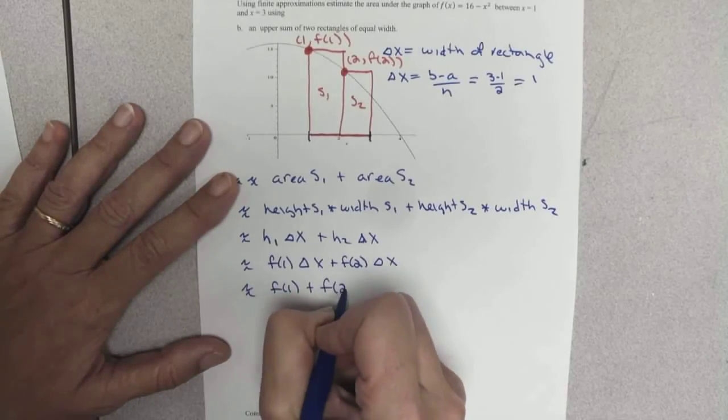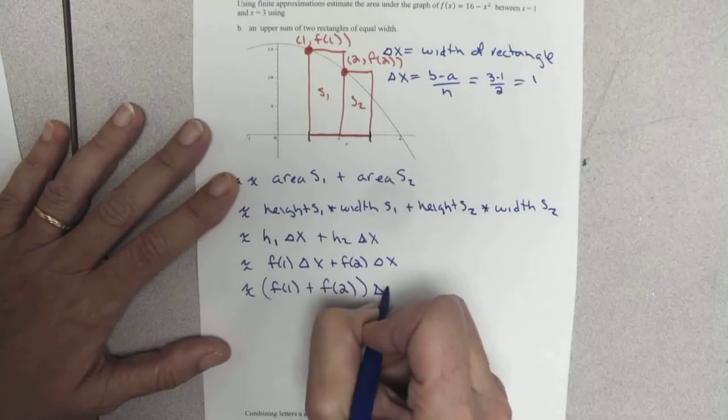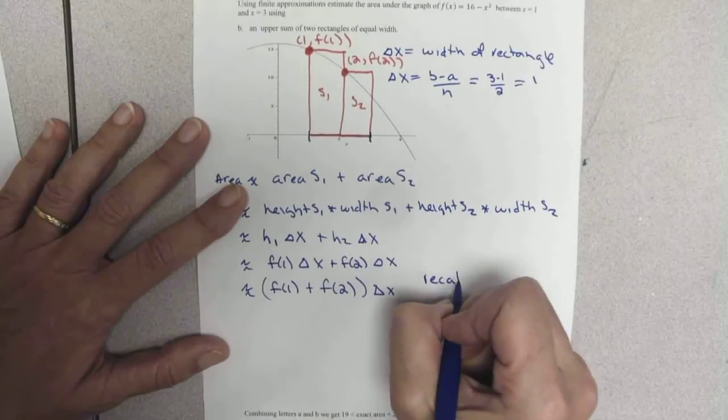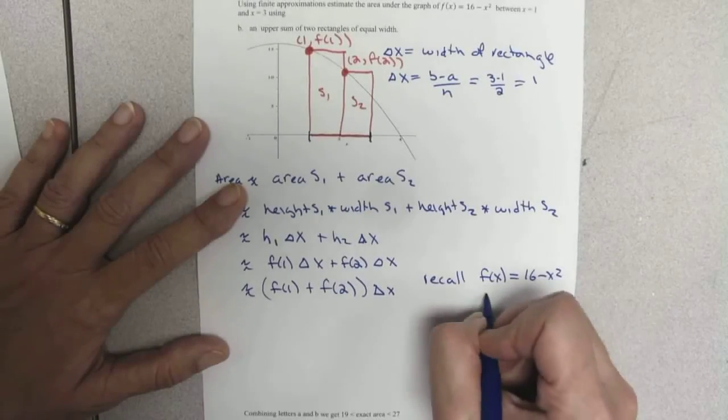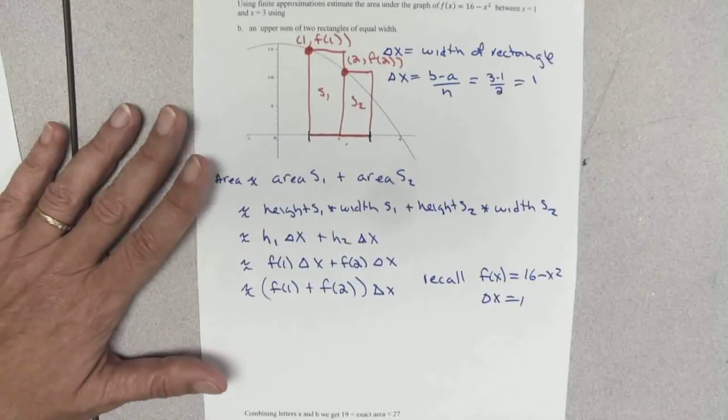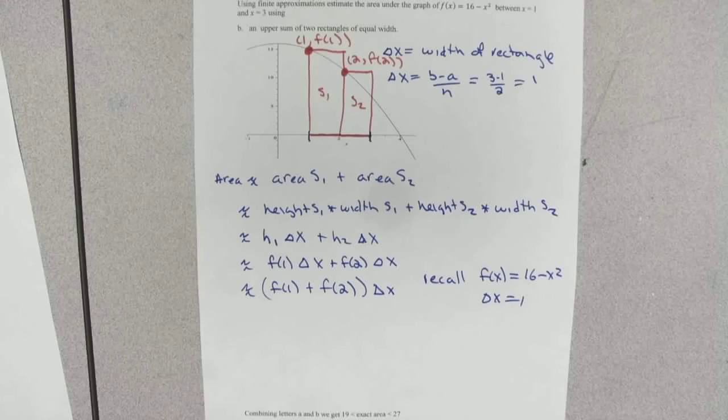I can factor out that delta x. And then I can recall that f of x is 16 minus x squared. And delta x equals 1. And on the next video, we will plug those values in. So ending this video, go into the next one.